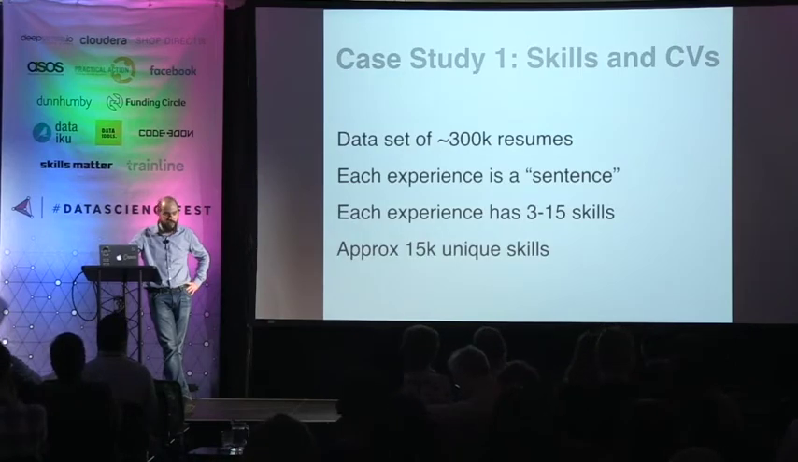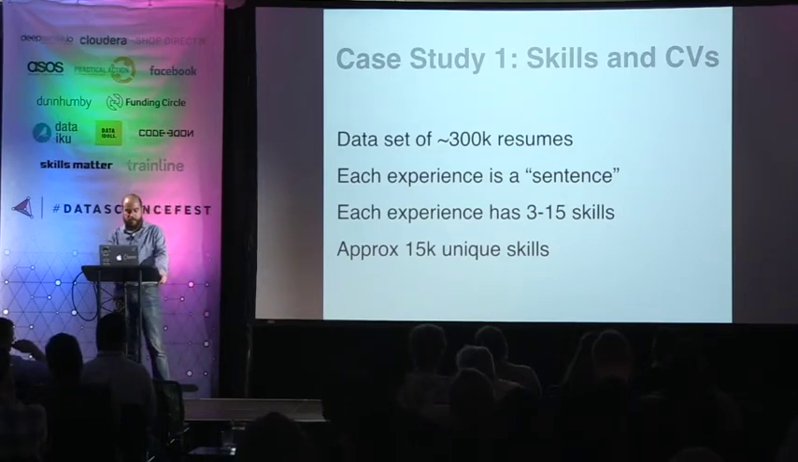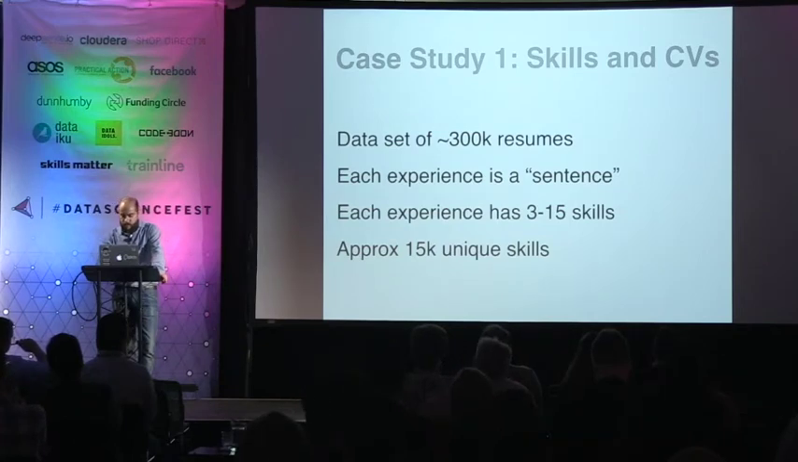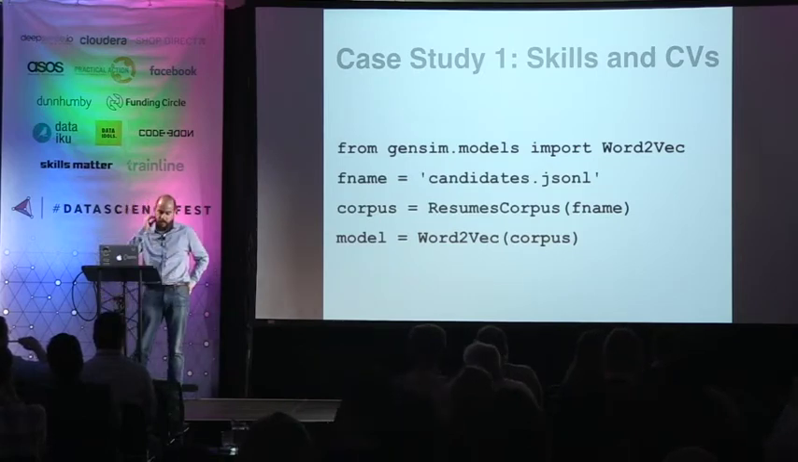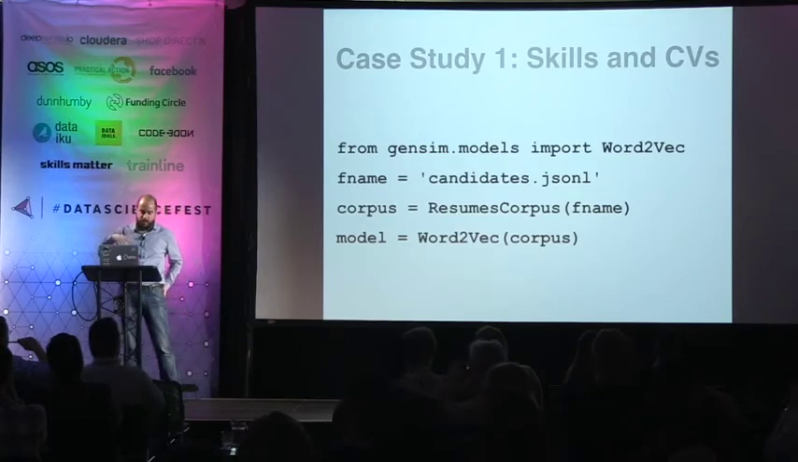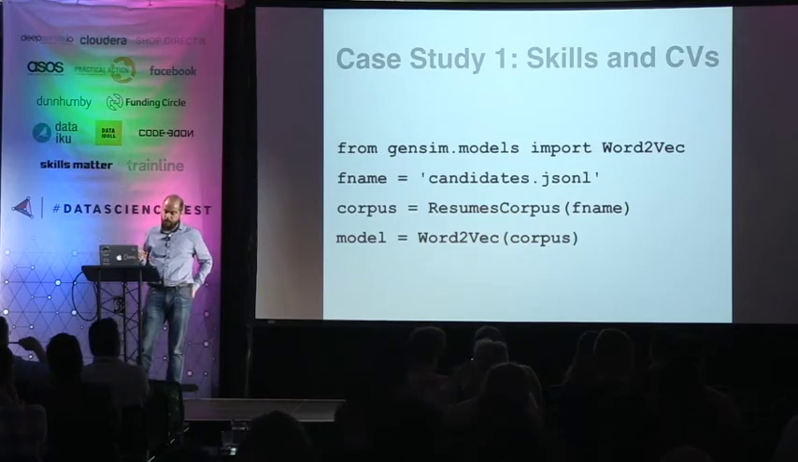So we had a bunch of CVs. Each CV has a bunch of experiences, and each experience has a bunch of skills. So we ended up with a vocabulary of about 15,000 unique skills. The code is relatively straightforward. You import the Word2Vec class, then we have our data somewhere in JSON format, CSV format, doesn't really matter. Then the custom part is the third line, the corpus reader.